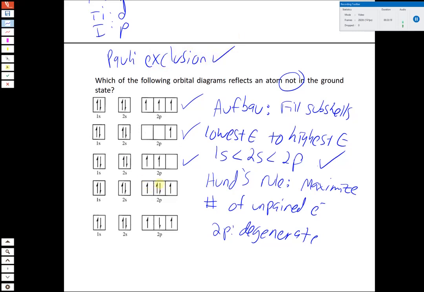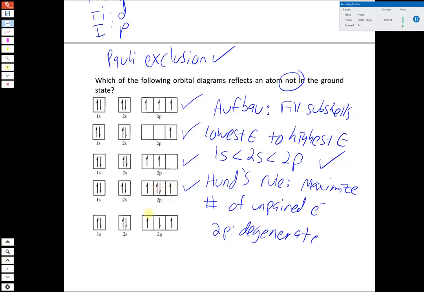So to follow Pauli exclusion principle, this electron has to be spin down, but it doesn't matter if it goes into the 1st, 2nd, or 3rd orbital. All of those are the same energy. So this one also works as a ground state configuration. This 4th electron can go into any of these 3 orbitals, and that'll satisfy Hund's rule.